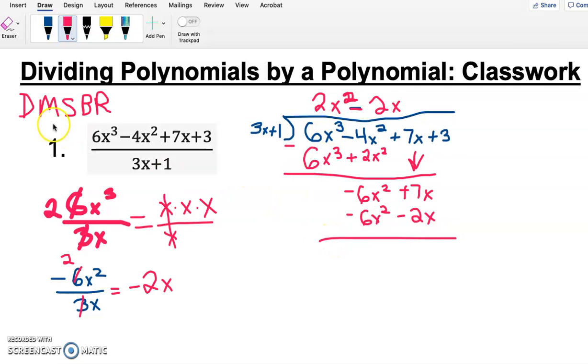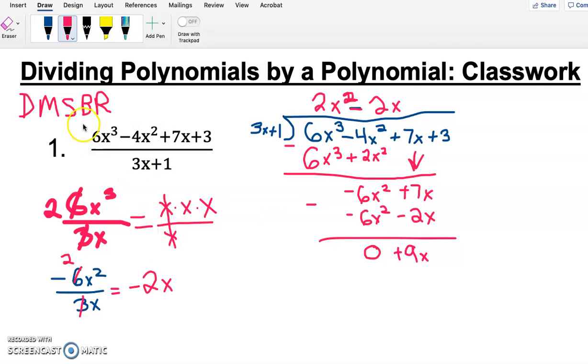All right, and now our next step, we're going to subtract. And remember that when you subtract a negative, it's actually a positive. So here, negative 6x squared minus a negative 6x squared, well, that's the same as negative 6x squared plus 6x squared. It's just 0. Okay. And then over here, positive 7x minus a negative 2x. Well, a negative minus, right? This is going to be positive. So this is going to be a positive 9x.